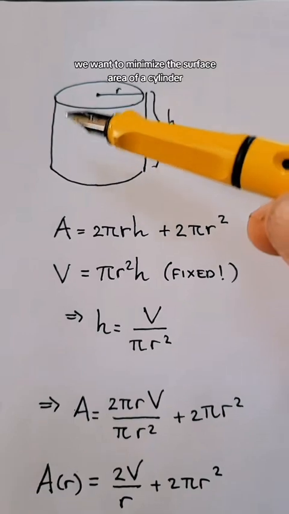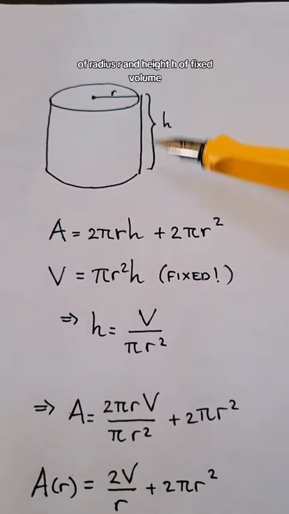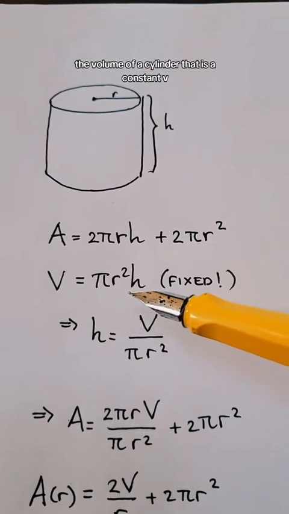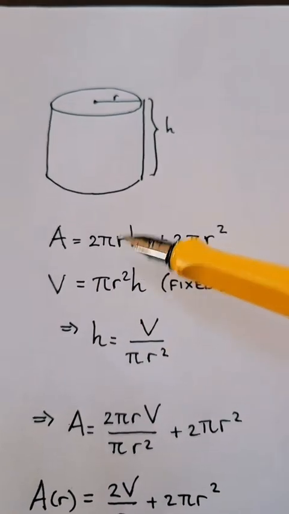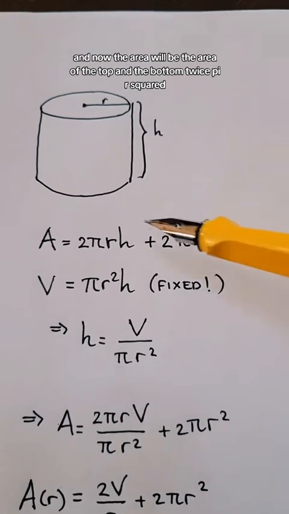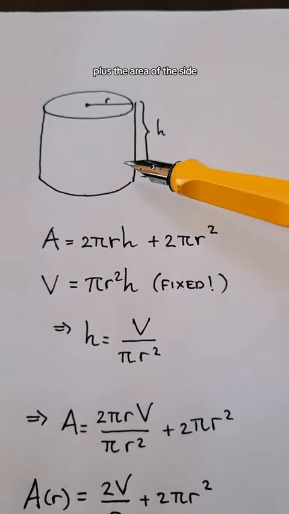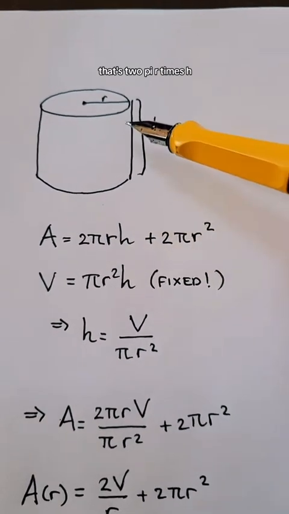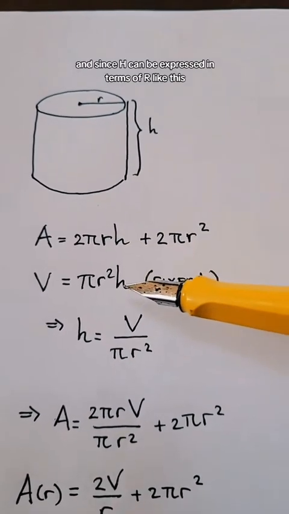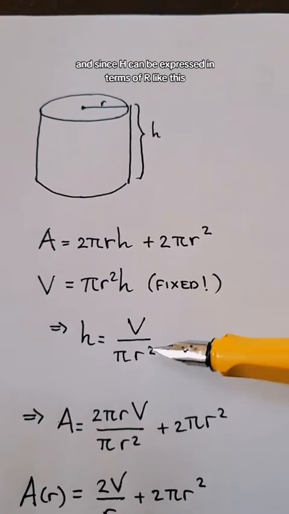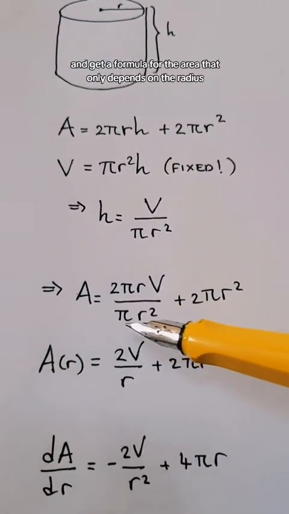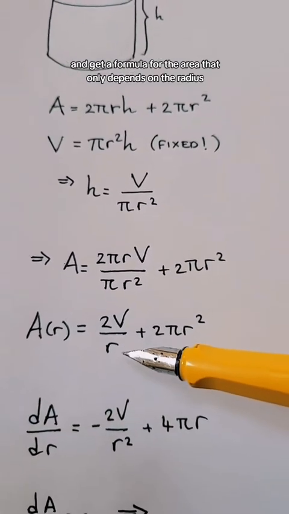Suppose we want to minimize the surface area of a cylinder of radius r and height h of fixed volume. The volume, pi r squared times h, the volume of a cylinder, is a constant V. And now the area will be the area of the top and the bottom, twice pi r squared, plus the area of the side, that's 2 pi r times h. And since h can be expressed in terms of r, like this, we can plug in h into this formula and get a formula for the area that only depends on the radius.